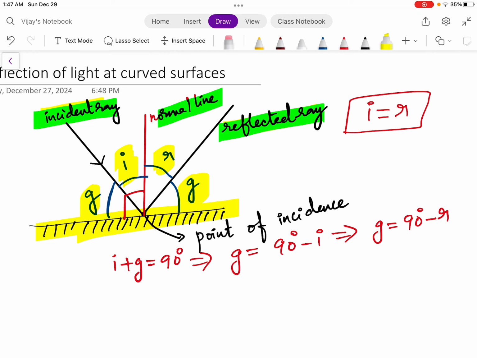Remember, the two laws which I have told you just now, the laws of reflection, are valid anywhere the reflection is happening. The reflection may happen on a smooth surface, the reflection may happen on a rough surface, the reflection may be happening on a plane mirror, the reflection may be happening on a spherical mirror. Wherever the reflection of light happens, remember the laws I have just told you are valid.